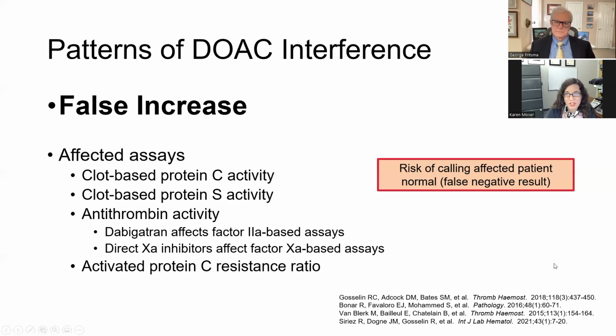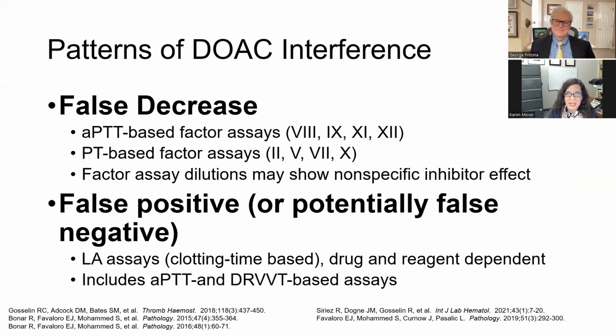But wait, there's more. We also can see interferences in factor assays. We can see decreased activity and/or a non-specific inhibitor effect, meaning increasing value with increasing dilutions in factor assays. And lupus anticoagulant testing is another key area that is affected by the presence of DOACs. We often see DOACs present in samples submitted for lupus anticoagulant testing because these are patients that develop clinical thrombi and need to be treated with anticoagulants. So it's a pretty common interference.